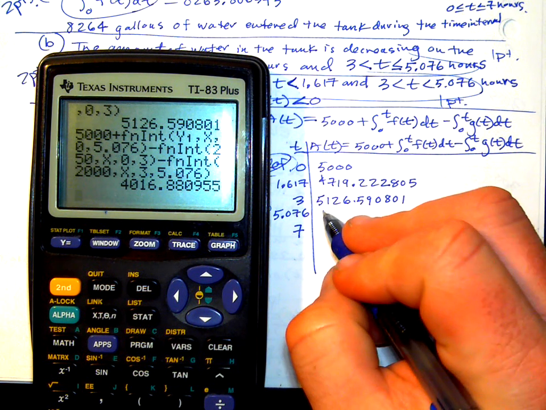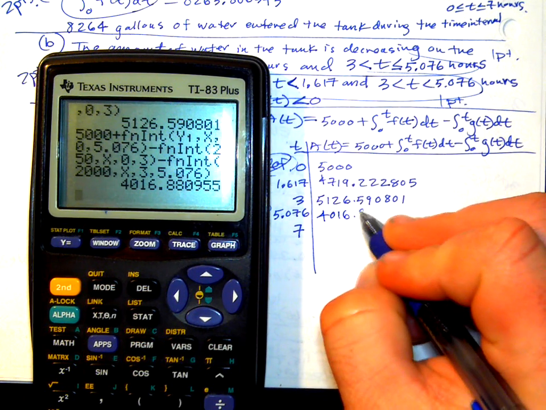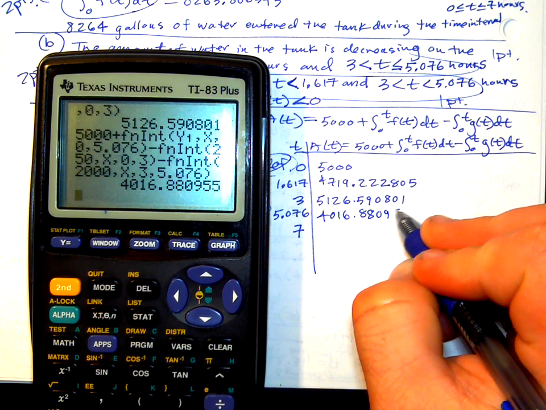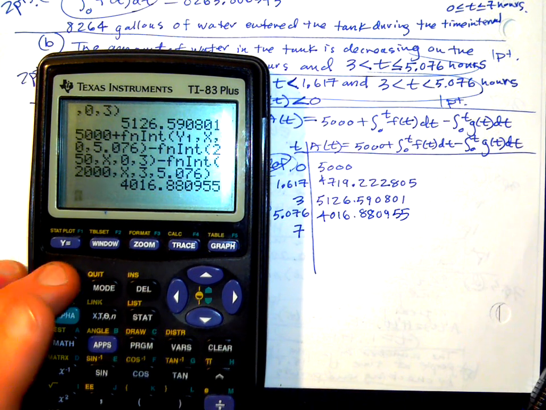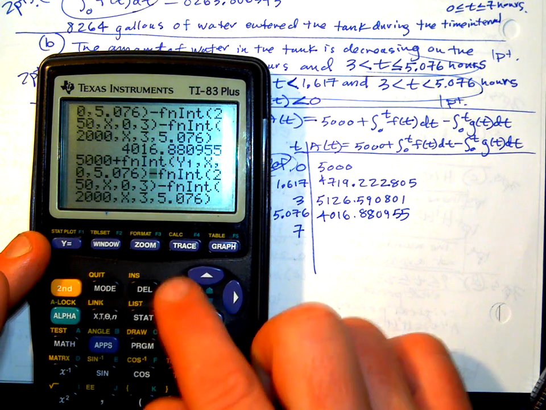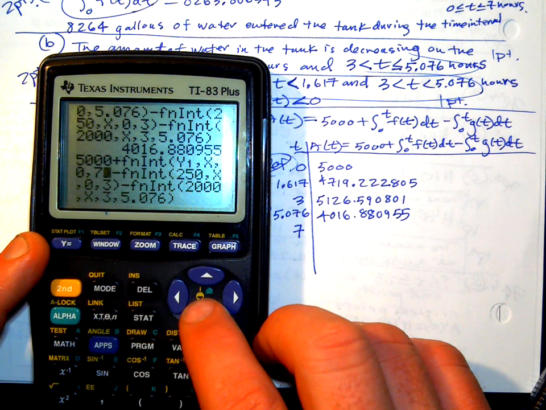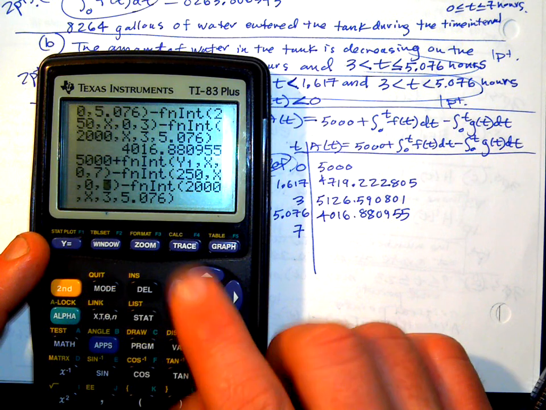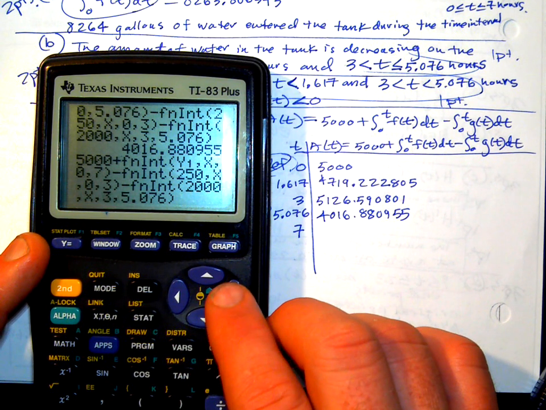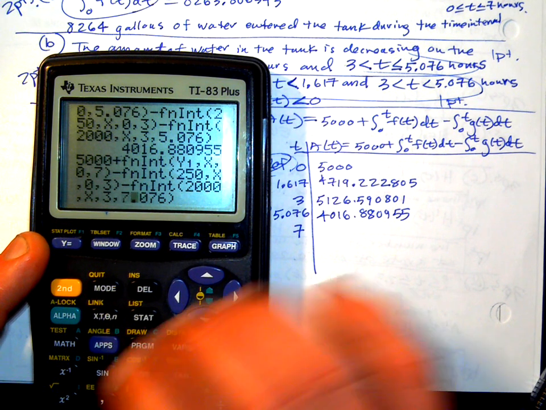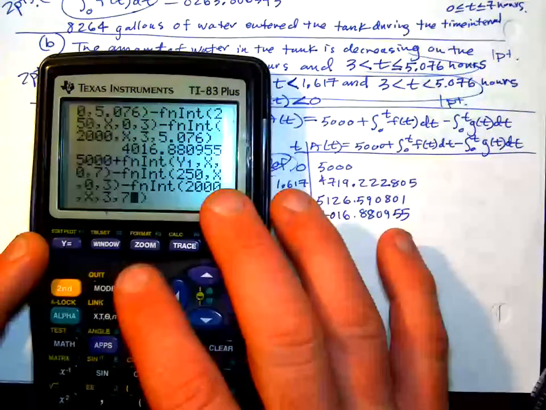So that's 4016.880955. And then I'm going to do it again with 7. So we're going to go to 7 on the entering rate the whole time. It's the same. 0 to 3 for 250. Leave that there. And then 3 to 7 for the 2000 rate.